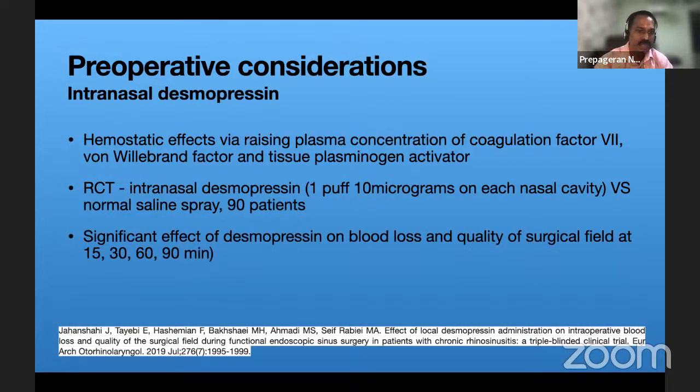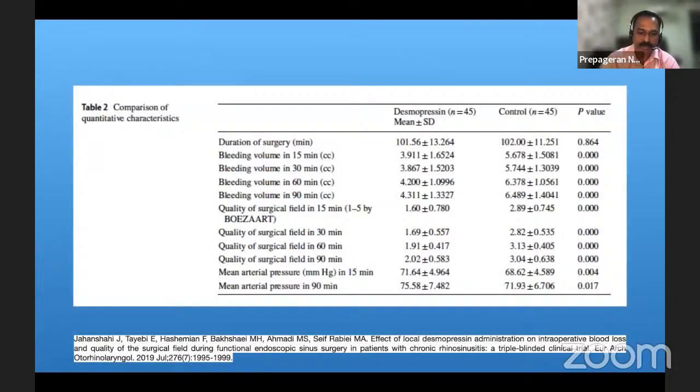How about intranasal desmopressin? Now, desmopressin is like vasopressin. So it has a hemostatic effect by raising the plasma concentration of coagulation factor VIII. And there's a randomized controlled trial using intranasal desmopressin. There is a significant effect on the reduced blood loss and the improved quality of surgical field. And you can see the data very nicely presented here.